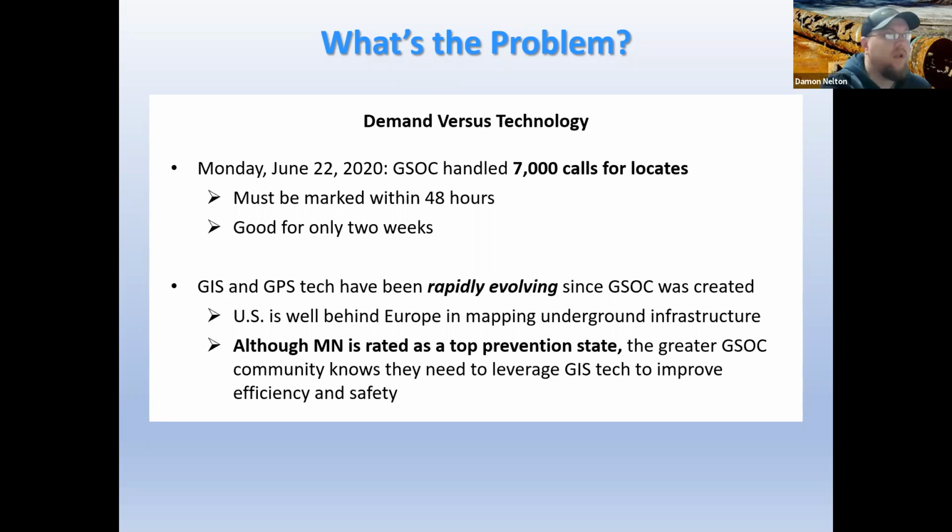Finally, while the locating situation has been increasing and developing as just described, the GIS and GPS technology have been rapidly evolving. But implementation of this technology has not kept pace in the underground utility sector. The United States is often well behind Europe on mapping underground infrastructure. And although Minnesota is rated a top prevention state, the greater Gopher State One community understands there's a large gap in tech and lag in technology and wants to leverage GIS to improve the efficiency and the safety.